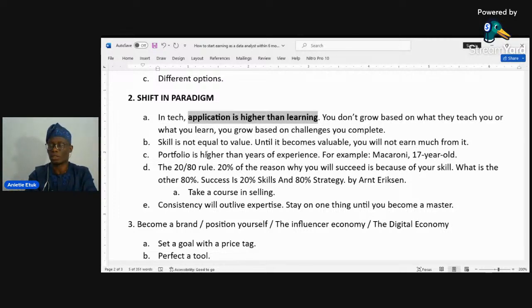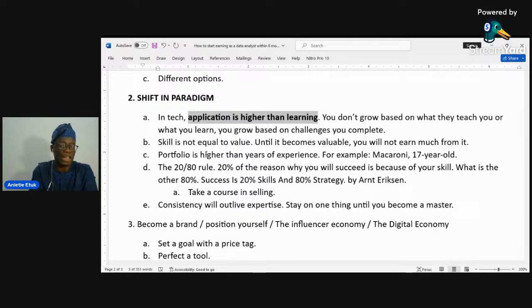An example of challenges: number 1, you can take up competitions. Number 2, you can look for data from a real business around your area and work on it. Or you can look up sites like Kaggle and take up challenges.